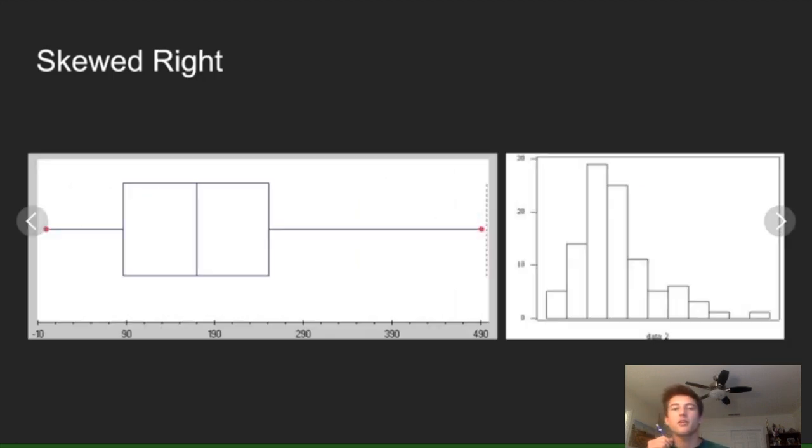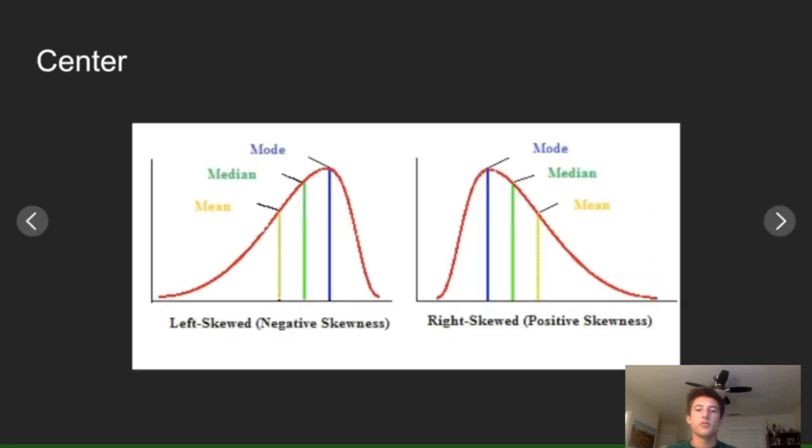This is skewed right, obviously the opposite of skewed left, strung out to the right side. This is what the histogram and curve will look like on the right there. So that is the shape, and now this is what the center is. So these are two curves, and you can see skewed left to the left and skewed right to the right.